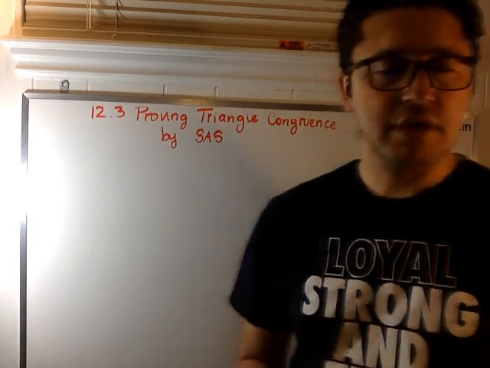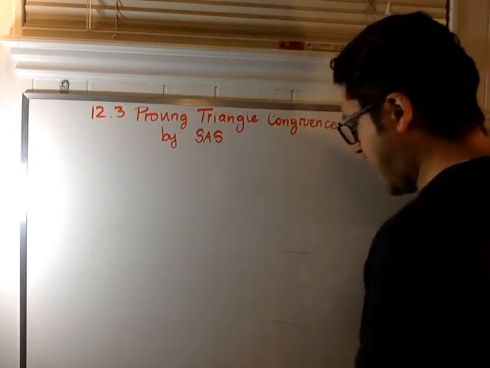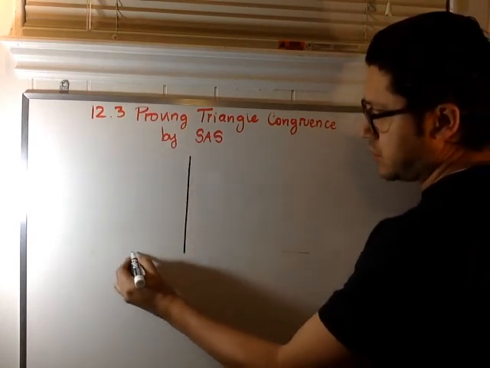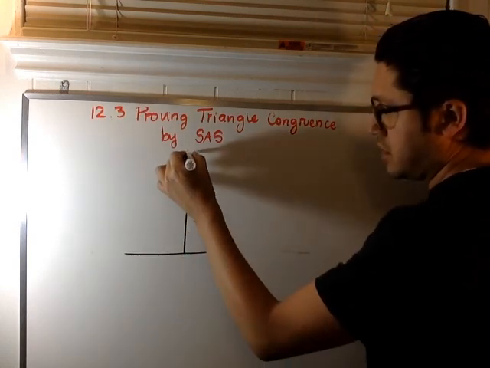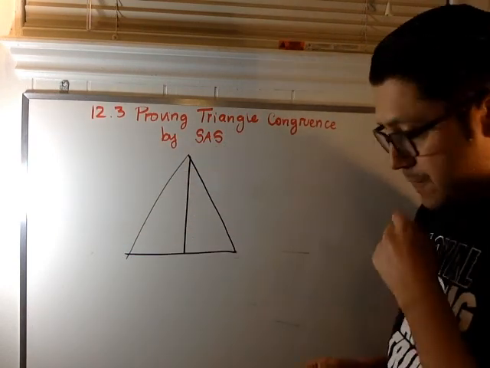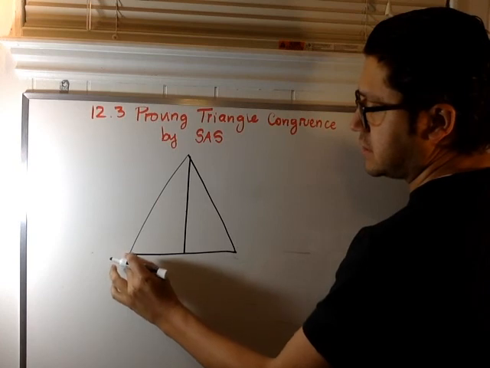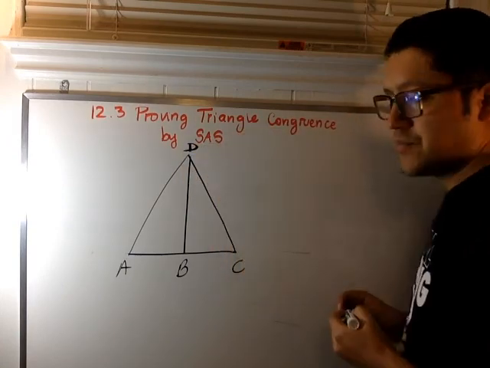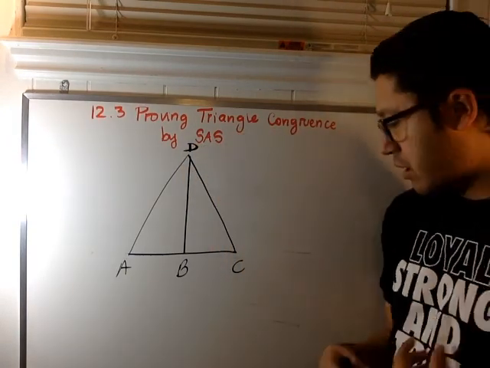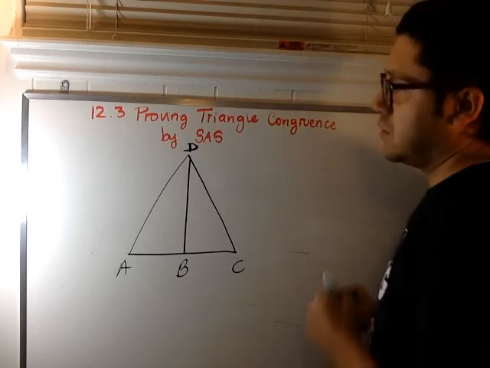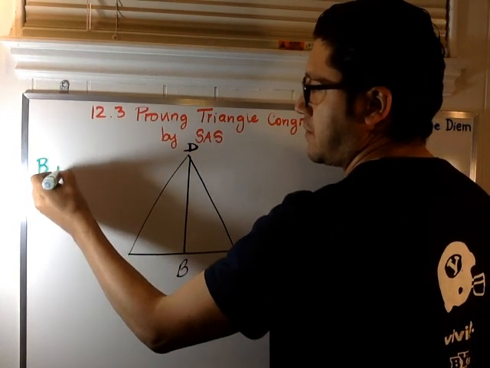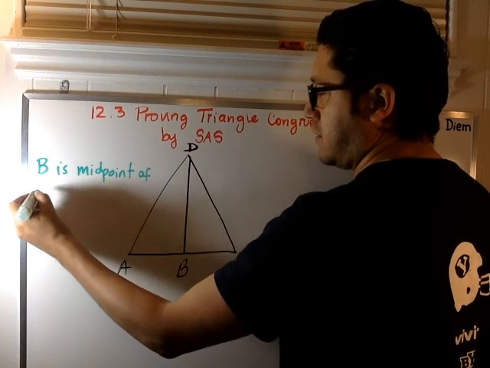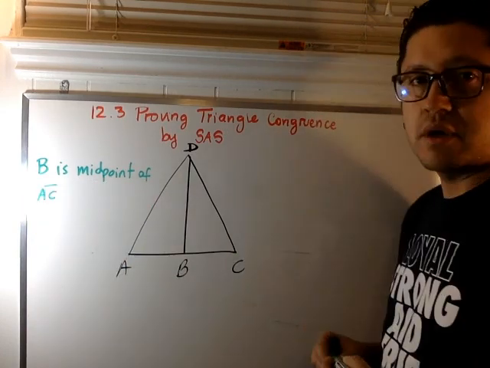Okay? So the exercise we are given is the following. We have a pair of triangles that go this way. So this is the information we have, okay? We are given the vertices here. This is A, B, and C, and this is D, okay? And the information we are given is the following. We are told that B is the midpoint of the segment AC, okay?